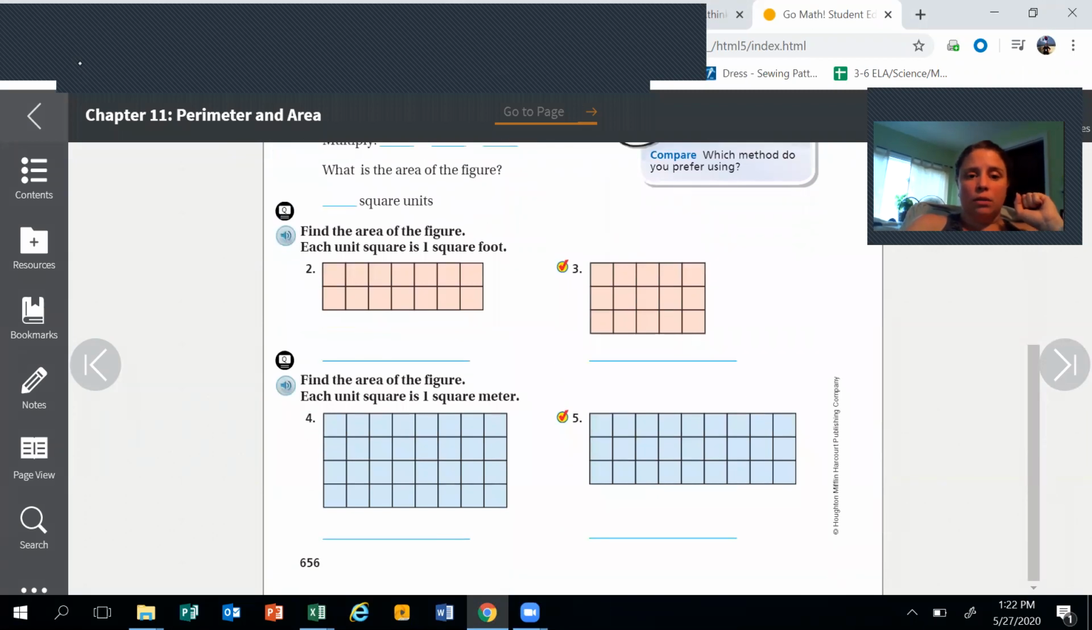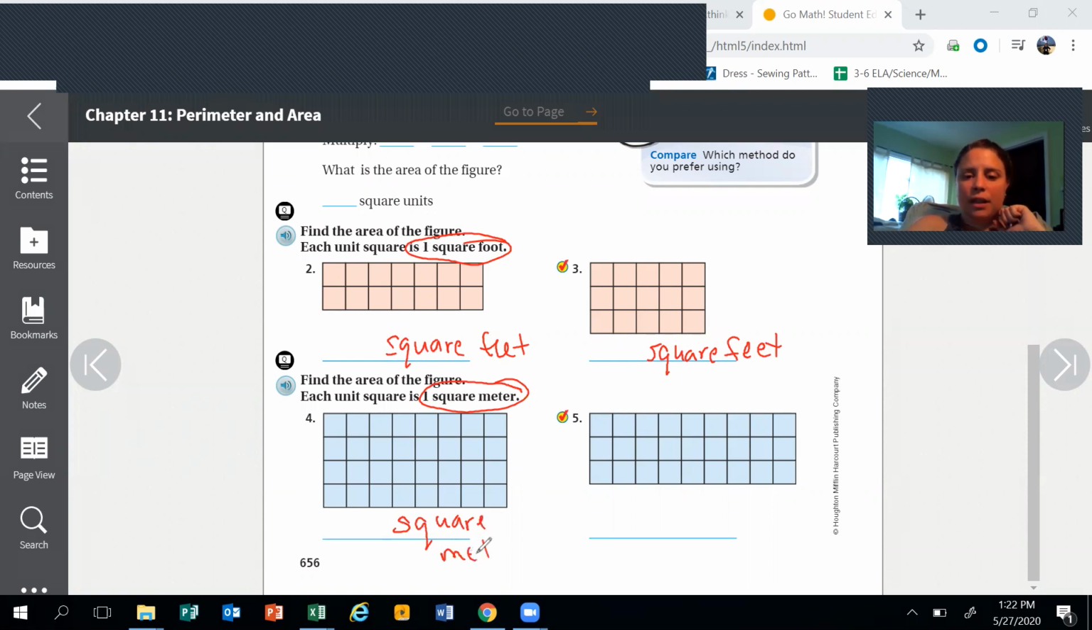And for these next ones, you're going to find the area of all those, and you do it any way you want. Make sure when you're doing these ones that after each number, you write square feet. You want to write that after every single one. Because it says up here, find the area of the figure. Each unit square is 1 square foot. Here, it says square meter. So we're going to write square meters after each one.